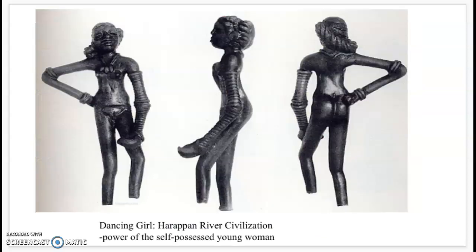The other thing that's interesting to look at is one of the figurines from the Harappan River civilization. The dancing girl shows that dance and movement was very important to the Indian people as well. And this, again, probably a young adolescent girl dancing, is fascinating because, number one, we know that dance was important. A way of celebrating the gods or celebrating religion in some way, and also shows the power of self-possessed women. And you're going to see this in other aspects of early Indian and Dravidian culture. So it's worth noting that.